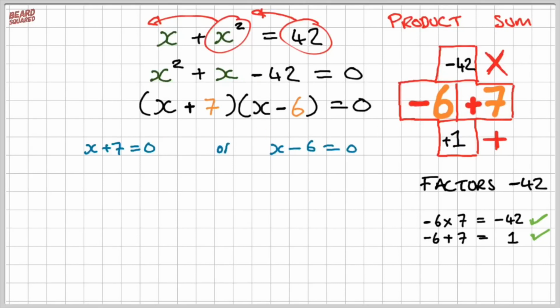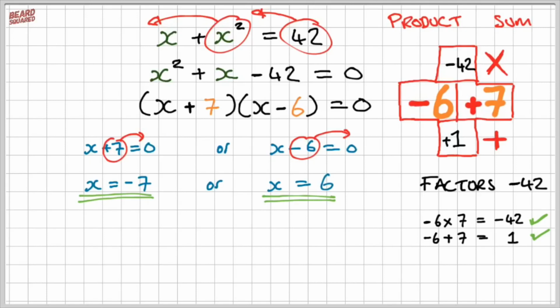Okay, so now we need to do the null factor. We need to find out if x plus 7 is equal to 0 and if x minus 6 is equal to 0, what the solutions would be. So I've done x plus 7 equals 0 or x minus 6 equals 0. And if I rearrange these, then I've got x is equal to negative 7, or x is equal to 6. So they're my 2 solutions that could possibly work.